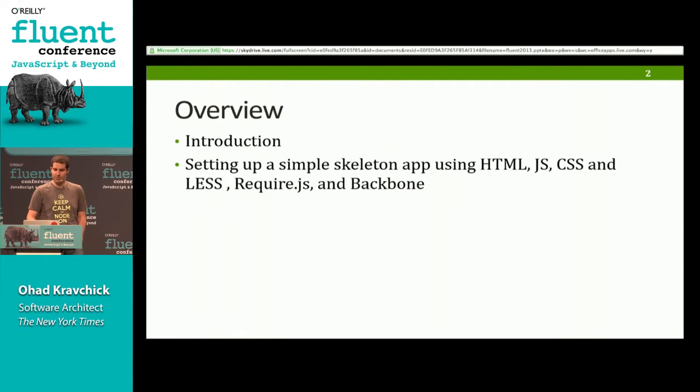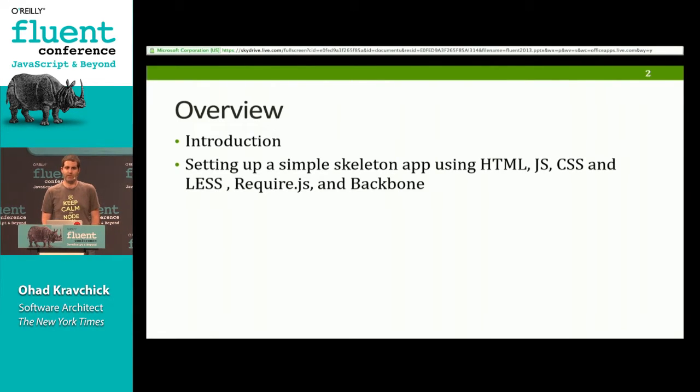It's going to use HTML, JavaScript, and CSS, of course, but it's going to use a lot of other tools that help us write more efficiently. So we're going to use Less for CSS compilation. We're going to use require.js to be able to break our code apart. And we're going to use Backbone to build most of our logic using views and models.